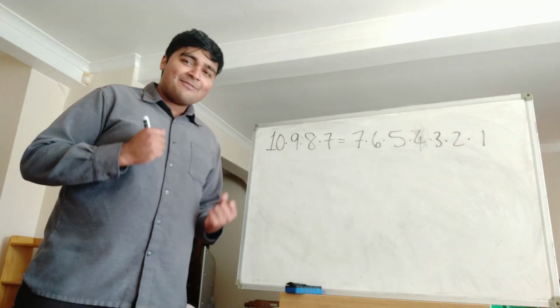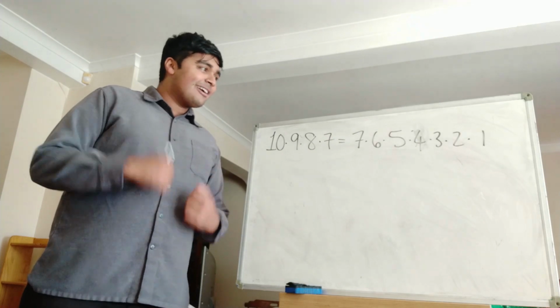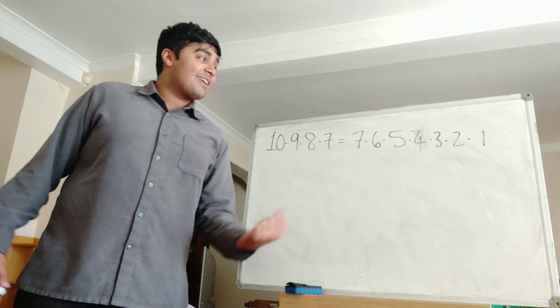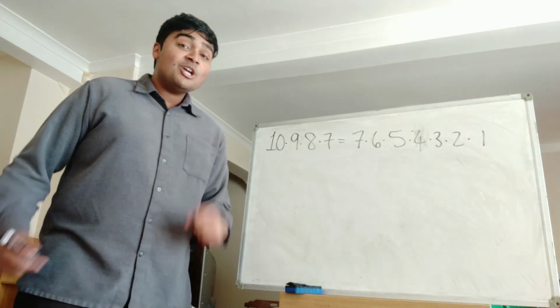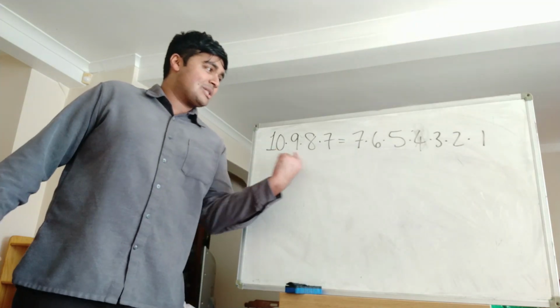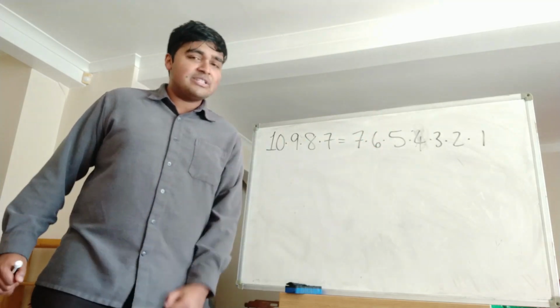Today I'm going to have a play around with a problem which is inspired by this guy here. If you plug into your calculator 10 times 9 times 8 times 7, and then you plug into your calculator 7 times 6 times 5 times 4 times 3 times 2 times 1, you will get the same number each time. And this is quite cool because it looks like a sequence: 10, 9, 8, 7, and then you repeat the 7 again, 6, 5, 4, 3, 2, 1.